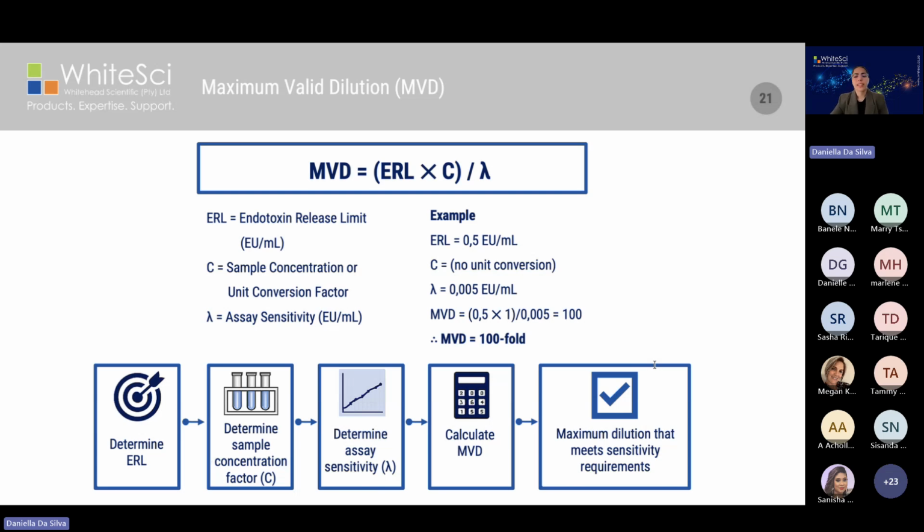However, dilution cannot be increased indefinitely. Eventually, the endotoxin concentration becomes too low for the assay to detect reliably and therefore cannot be used. So the MVD calculation establishes the boundary between acceptable dilution and loss of required sensitivity. In this example, an endotoxin limit of 0.5 endotoxin units per milliliter and an assay sensitivity of 0.005 endotoxin units per milliliter will result in an MVD of 100-fold. Understanding this value helps laboratories balance interference reduction with analytical sensitivity.